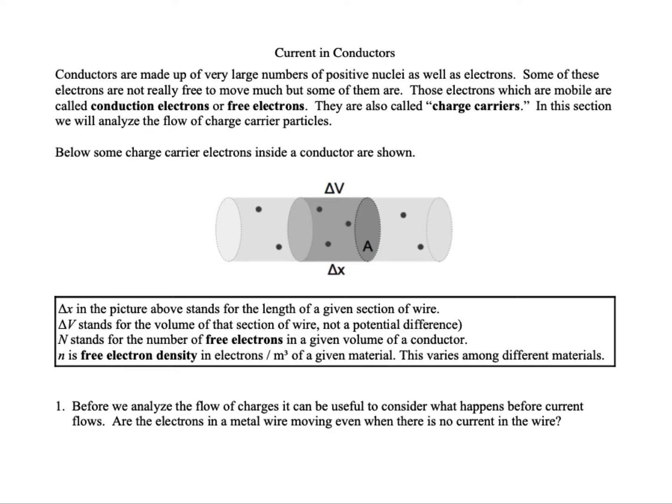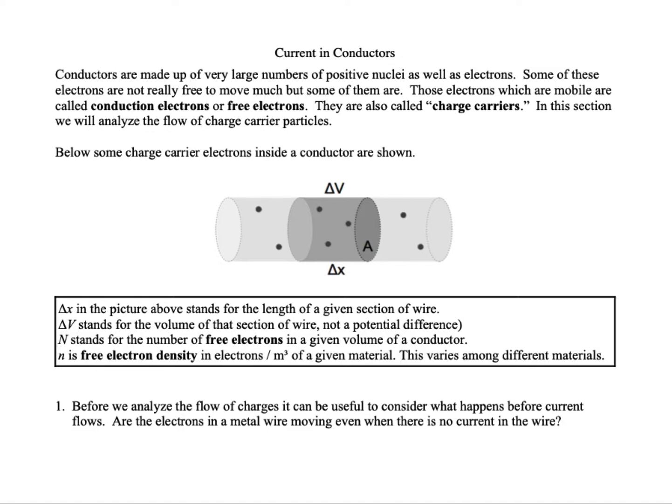Conductor materials themselves are made up of very large numbers of positive nuclei as well as negatively charged electrons. Many of the electrons are bound to the nuclei and cannot really move much, but some of them are free to move. Those electrons which are mobile are often called conduction electrons or free electrons. They may also be called charge carriers.